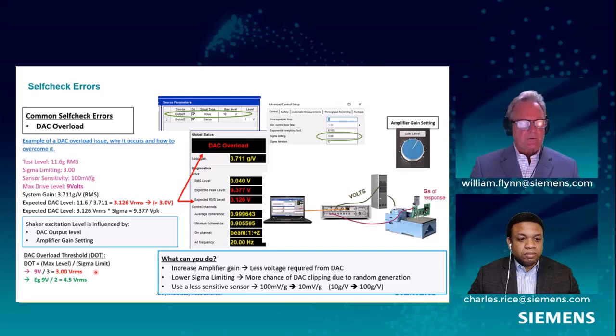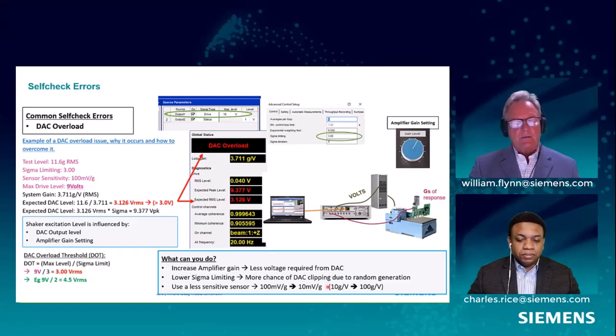So if you're over that, then you're going to get this error message, DAC overload. In this particular case, we have an 11.6 G RMS test, and we have a system gain here of 3.711. That gives us a voltage output requirement of just slightly over our threshold of 3 volts RMS. So that's the reason that we get this DAC overload. This is what it's using, based on the low-level prediction of self-check, the transfer function or loop gain. It's using that to predict what we'd get at full level.